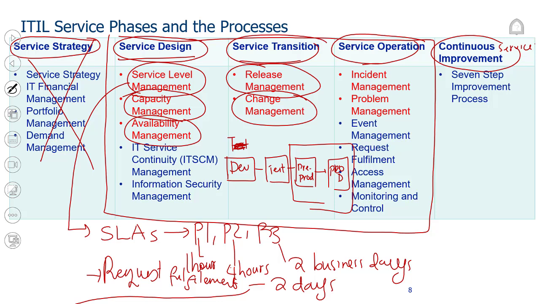So we raise a problem, and the reason for raising a problem is because we want the root cause analysis to be done. Problems are usually assigned to the senior people within the teams to find out why the problem occurred. Once they find out the cause of the incident, they come up with a way to prevent it from happening in the future.